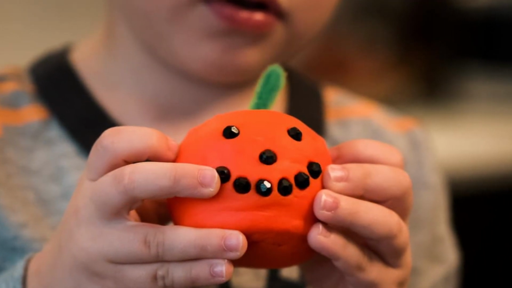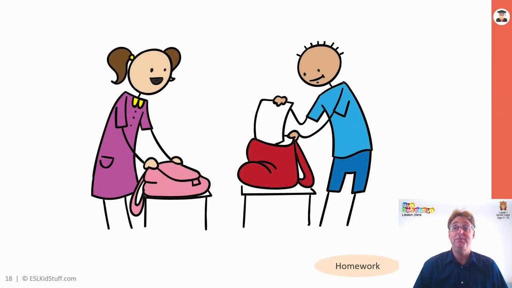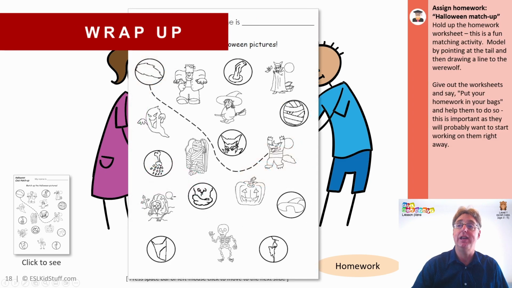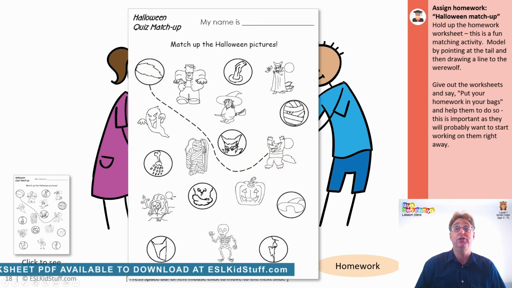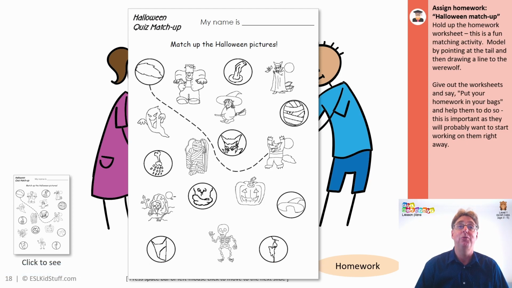So it's time to do our wrap-up routine that you do each lesson, starting with setting homework. As you can see, it's the homework time, so we're going to set our homework, and you can click here to see the sheet. From our website, you can print this off and give this out to your students. And it's a fun matching activity where you can see there's the tail and the werewolf, so you'd match those up.